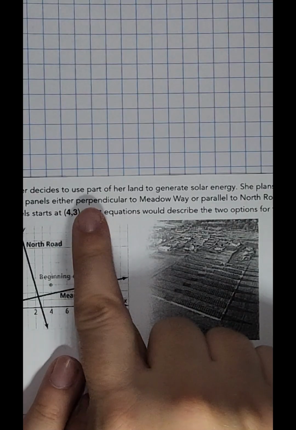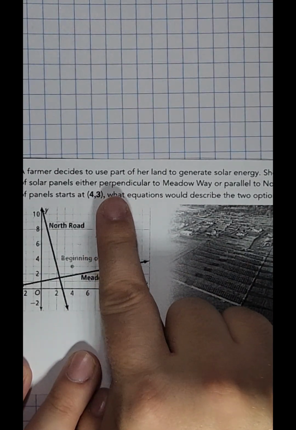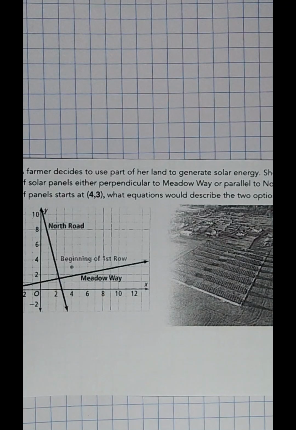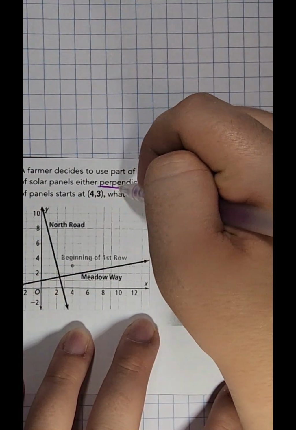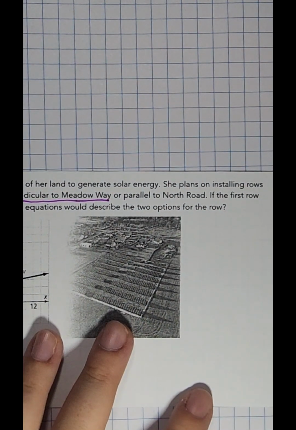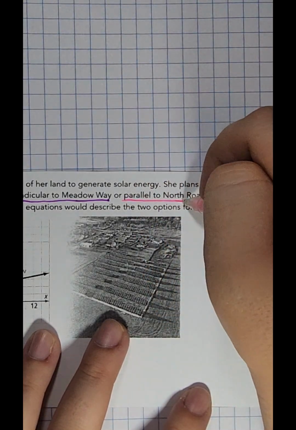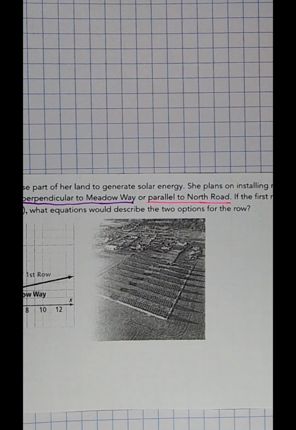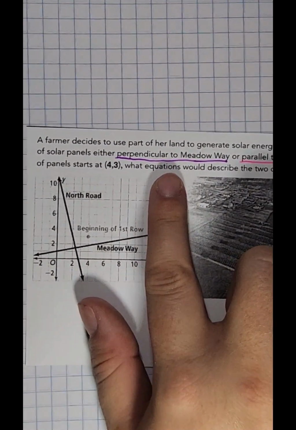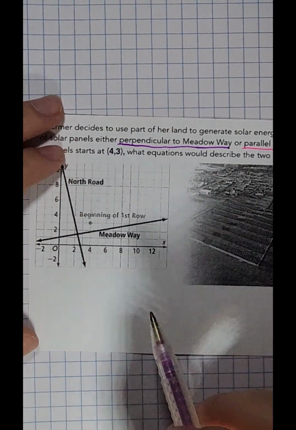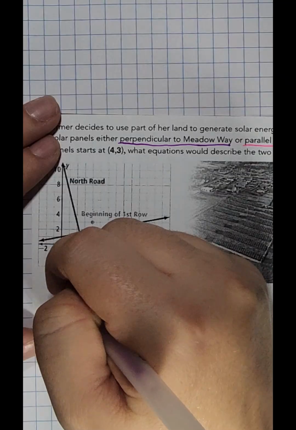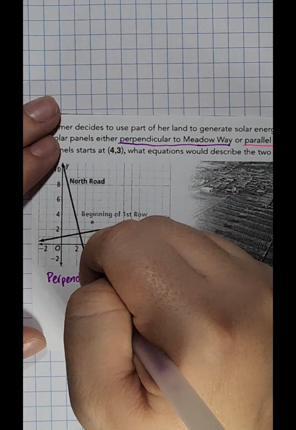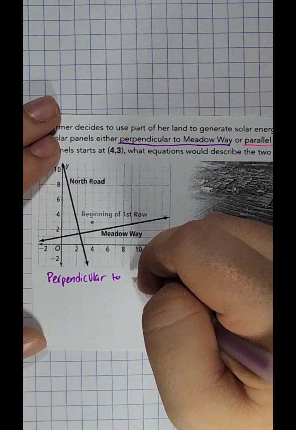It said in our instructions that we want to be either perpendicular to Meadowway. So I'm going to underline that. Perpendicular to Meadowway. Or we need to be parallel to North Road. So I'm going to underline that part too. So we have perpendicular to Meadowway, parallel to North Road. I'm going to start solving using that first piece here, perpendicular to Meadowway. So I'm actually going to label down here that we're going perpendicular, and that would be to Meadowway.